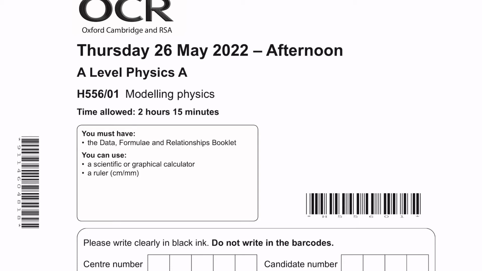This is the second video on this particular paper, OCR Physics A May 2022, for the first paper, which is Modelling Physics. In my previous video, I already covered Section A, the multiple choice section of this paper. In this video, we'll be looking at Section B, which is the long answer questions. So let's get right to it.